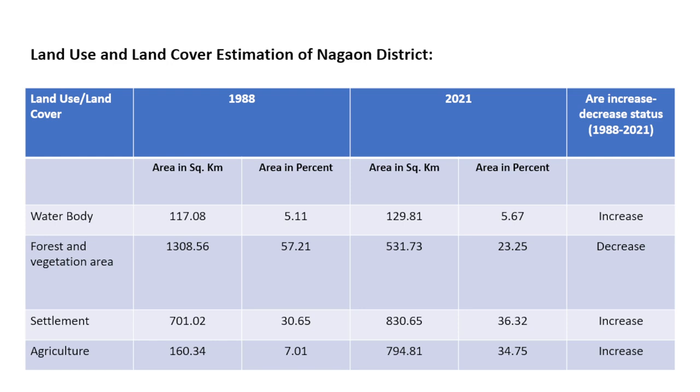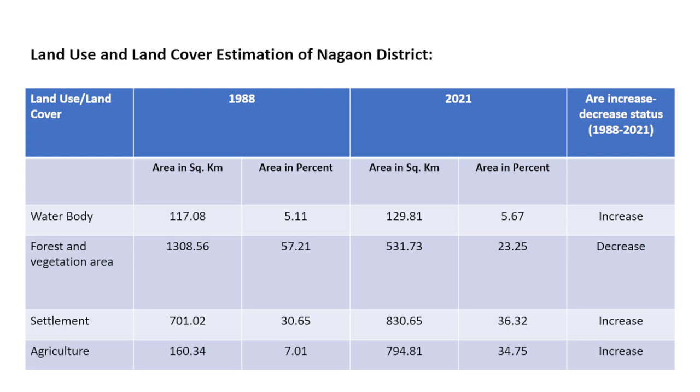In terms of settlement, the area covered by settlements expands markedly from 1988 to 2021. In 1988, settlement covered 701.02 square kilometers or 30.65% of the total area. By 2021, this had increased to 830.65 square kilometers, constituting 36.32% of the total area. This growth reflects urbanization and expansion of residential and commercial areas.